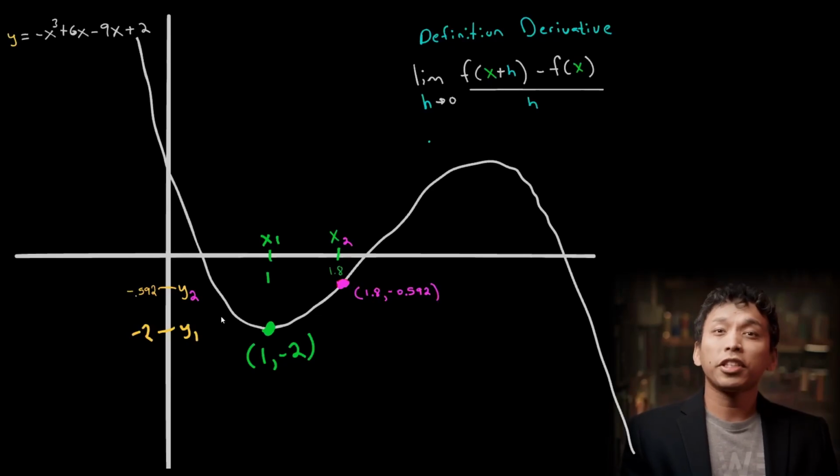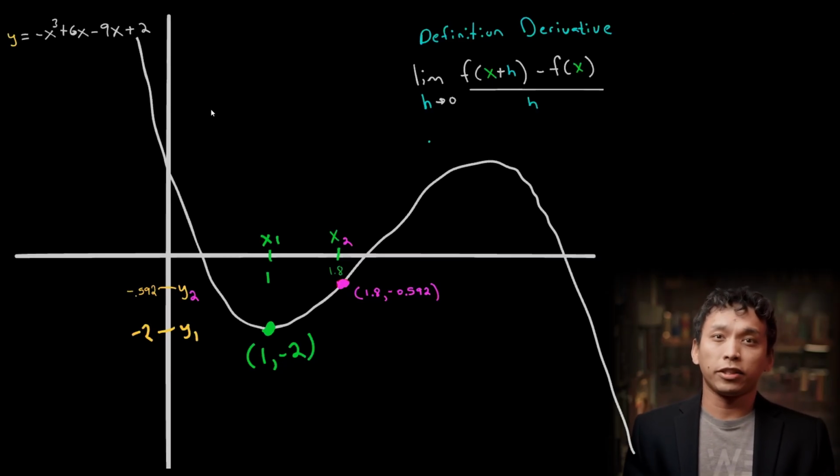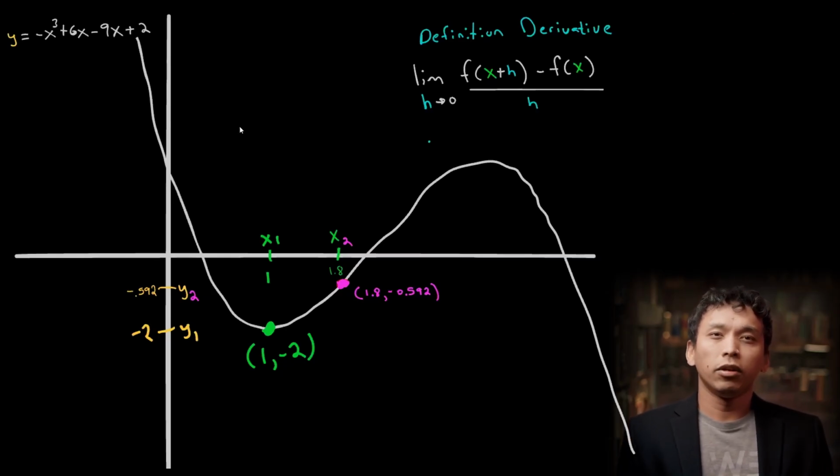So the best way to understand the limit definition of the derivative is to actually see it through the lens of our normal slope equation. So let's take this function y equals negative x cubed plus 6x minus 2x plus 2, and let's just find the good old algebraic slope between these two green dots and purple dot.